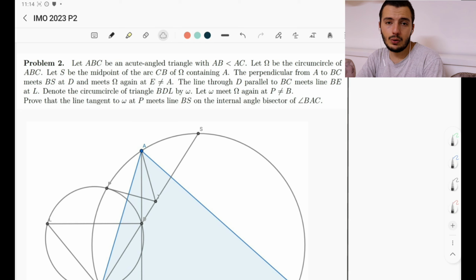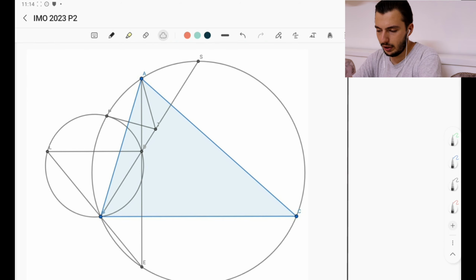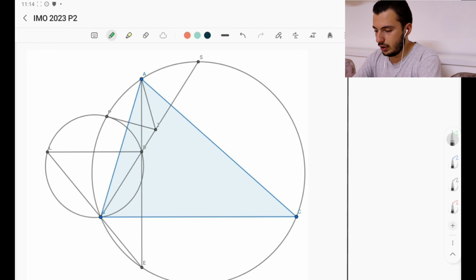Alright, so the problem statement goes as the following. We're given an acute triangle ABC, which has the condition AB is less than AC, and we've got the circumcircle omega of ABC. Then we have the midpoint of the arc BC. This is not the small arc, but the bigger arc, the one that contains A. So here in the diagram, we have triangle ABC, the circumcircle, and the point S, which is the midpoint of the arc.